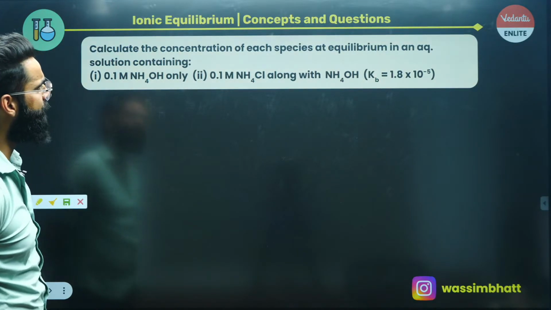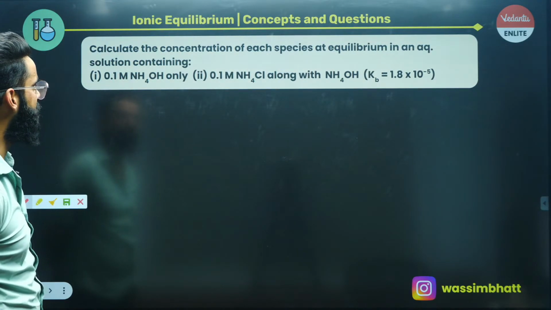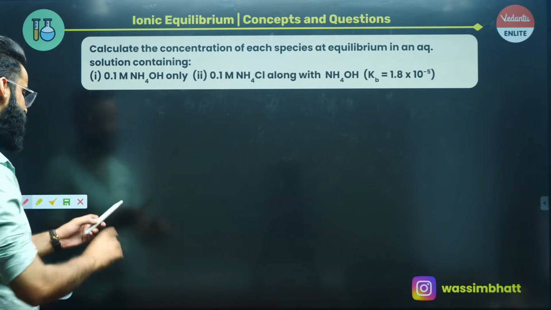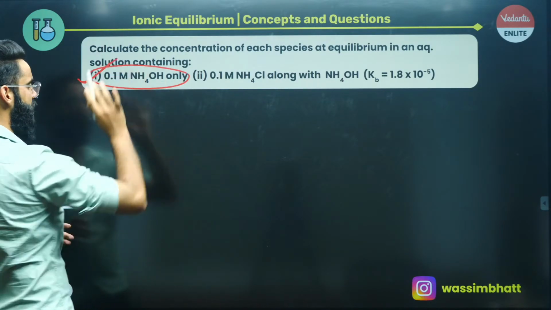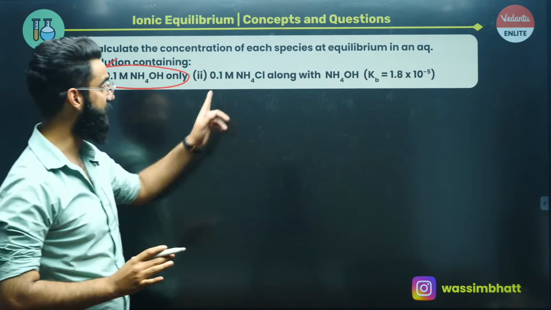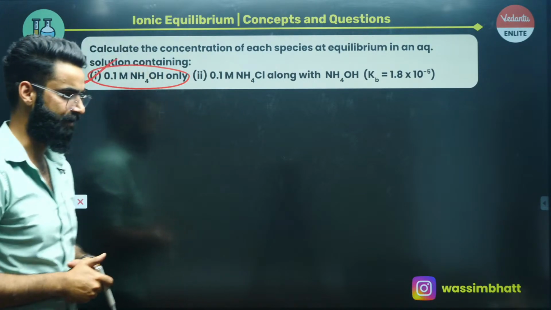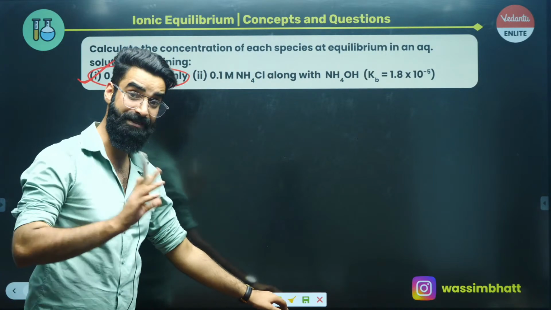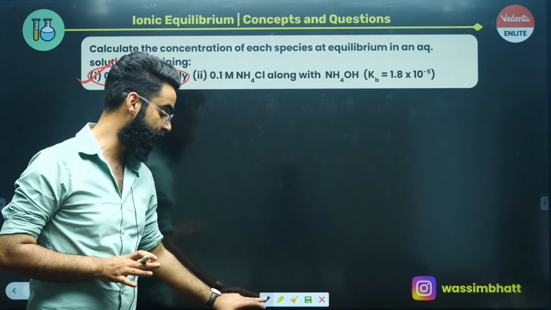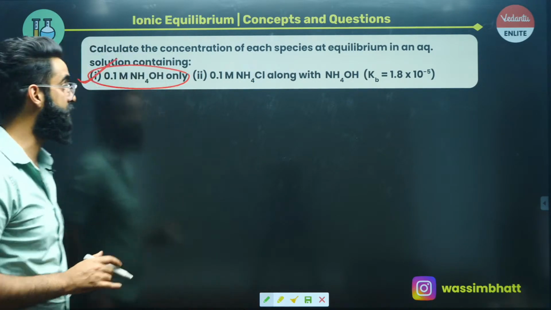Now, look at this question. Calculate the concentration of each species at equilibrium in an aqueous solution containing. See, the first question you can do on your own. I'm not going to solve this. Let me show you the second question, in which the common ion effect is used. The first one you guys are going to do on your own, right? See exactly what I'm going to do.